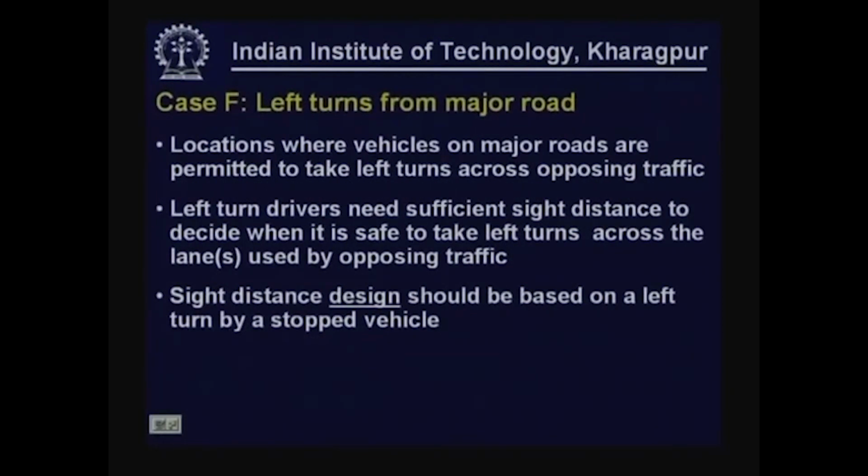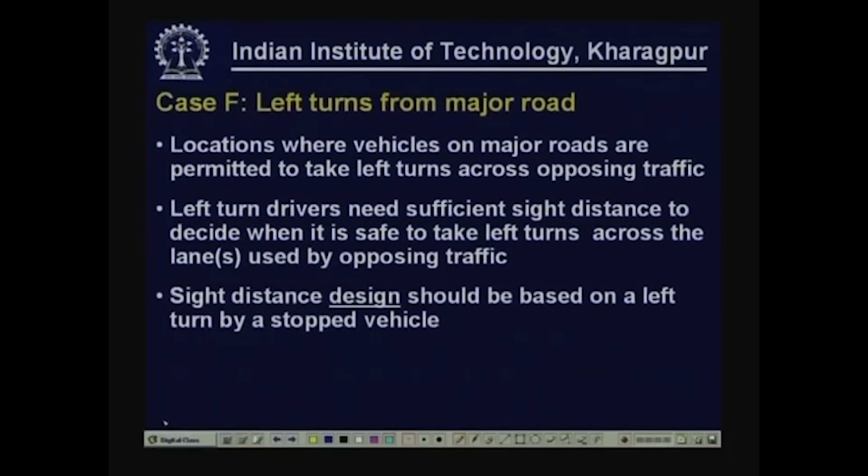Now, case F, that is left turns from major road. Here we are talking about locations where vehicles on major roads are permitted to take left turns across opposing traffic. Remember that again we are using US convention of driving. So, vehicles are permitted to take left turns across opposing traffic.